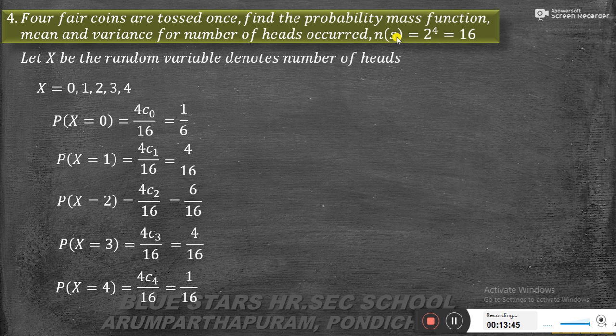That means n of s equal to 2 power 4. That means 4 coins tossed. So 4 coins tossed means 2 power 4, where this 4 represents the number of coins. Number of coins is 4. So 2 power 4 equal to 16.